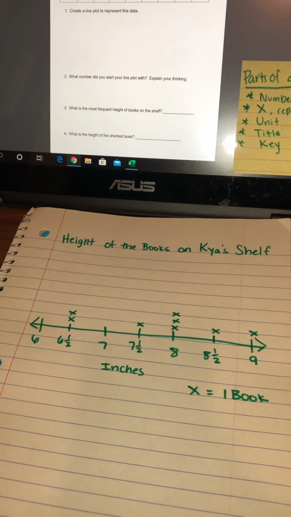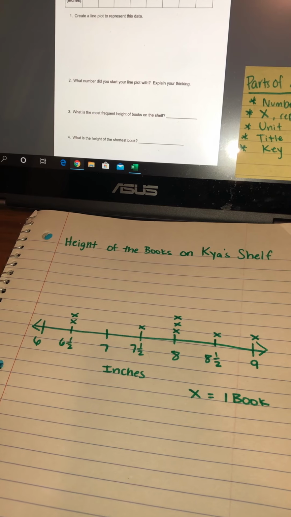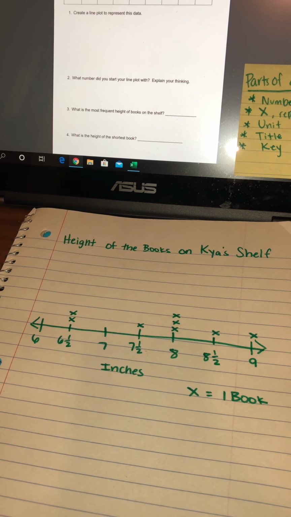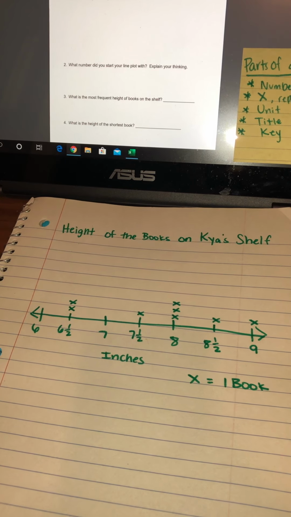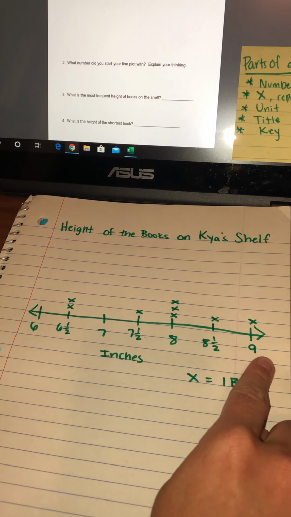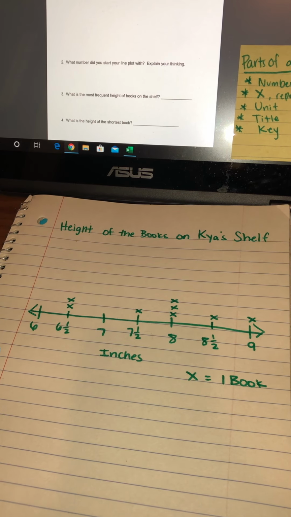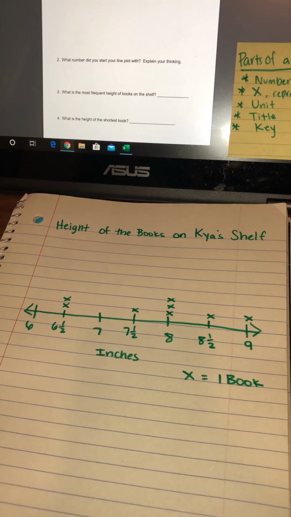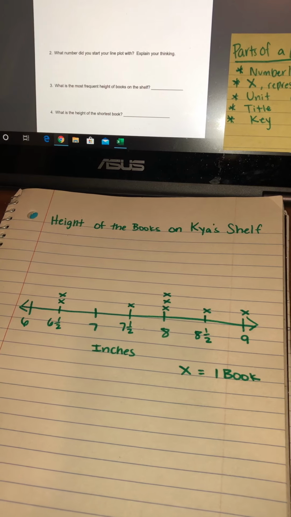Number 4, the last one, I saw a lot of friends get tricked on this problem on Monday. It says, what is the height of the shortest book? The misconception here is that some friends said 7.5, 8.5, and 9. There's confusion there between the frequency and the height. So the height is how big something is. The frequency is how often it happens.